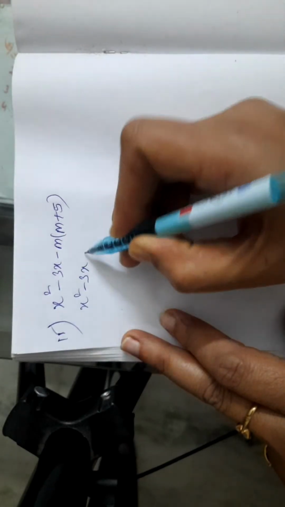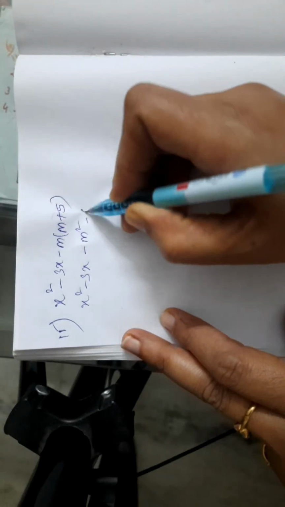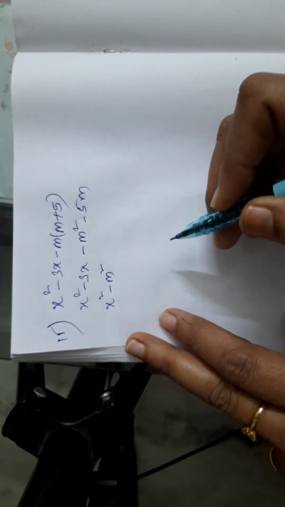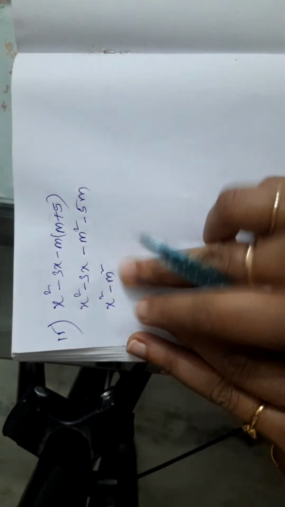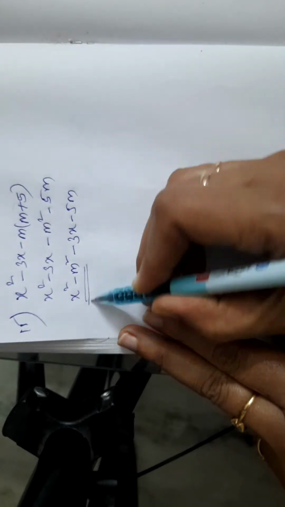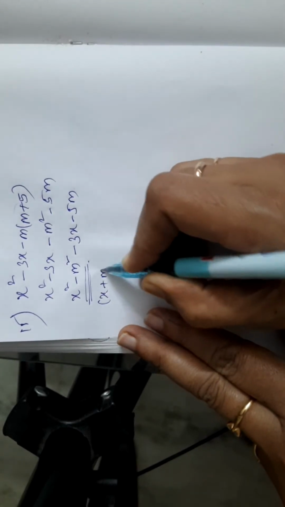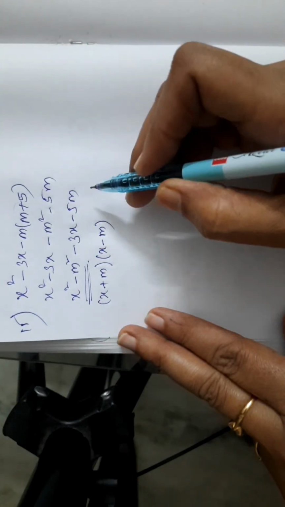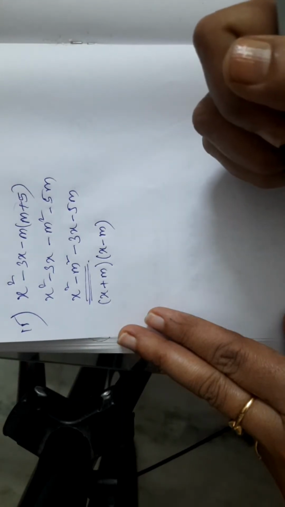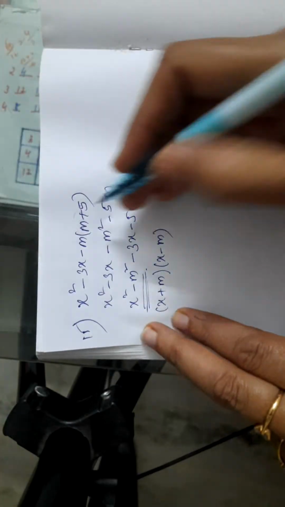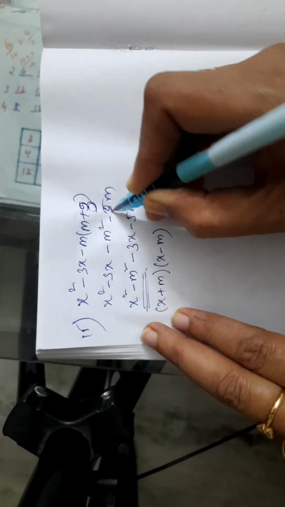X square minus 3x, multiply them, minus m square minus 5m. Then arrange them. X square minus m square. This by factorization method we are going to deal. So I'm bringing these two together. Minus 3x minus 5m. Now here it is a square minus b square identity. So we'll write it as a plus b, a minus b. Here, okay, nothing can be taken common. Okay, here it is 3. I wrote it wrong. So this will be 3.